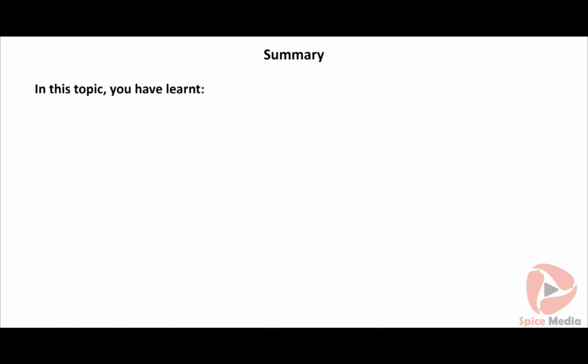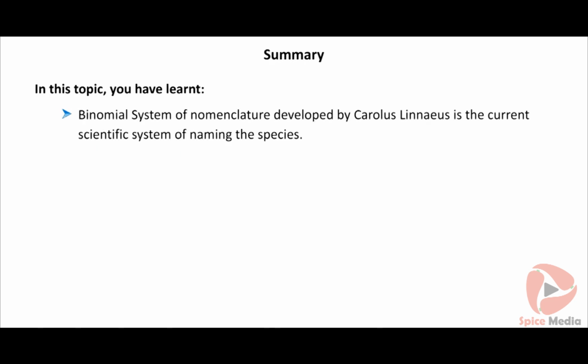In this topic, you have learnt that the binomial system of nomenclature developed by Carolus Linnaeus is the current scientific system of naming the species.